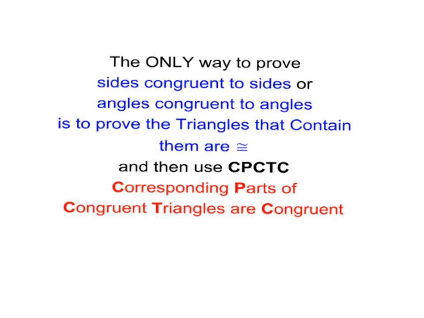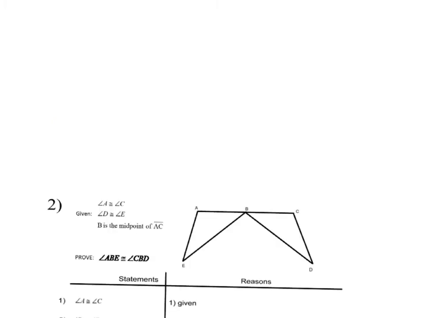So the next part, we're going to the next page now to prove the triangles that contain them are congruent, and then use corresponding parts of congruent triangles are congruent. So please make sure you write that down at some point. The only way to prove sides congruent to sides or angles congruent to angles is to prove the triangles that contain them are congruent, and then use CPCTC. So I'd like you to copy this proof down, please, with this given information and this picture. So let's take a look.